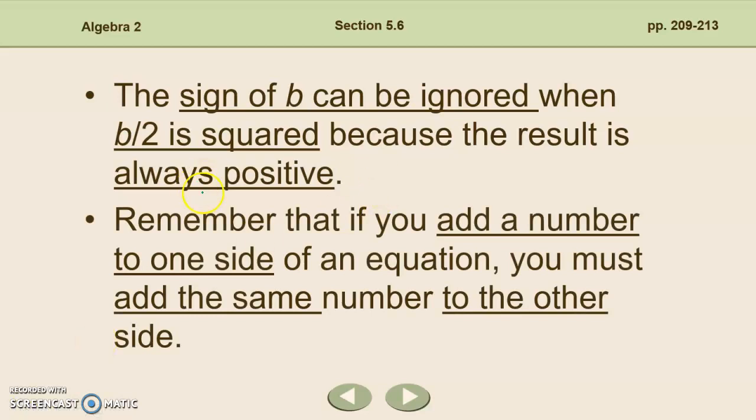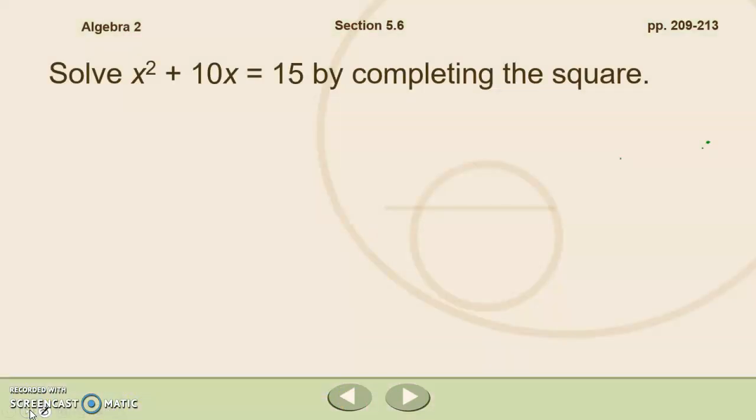Remember that if you add a number to one side of an equation, you must add the same number to the other side. So let's put these steps in action. Let's take a look at how we would complete this equation using completing the square, solving for x. So the first thing we want is our x squared term and our x term on one side, and our constant term on the other side. This one's already done for you with the 15 on one side.